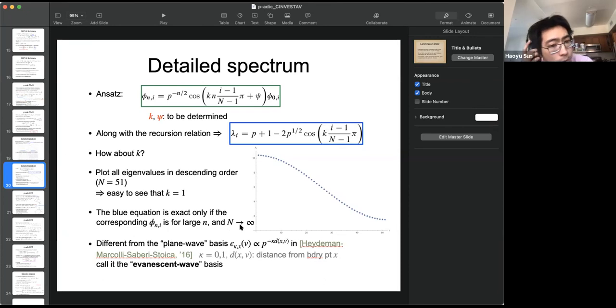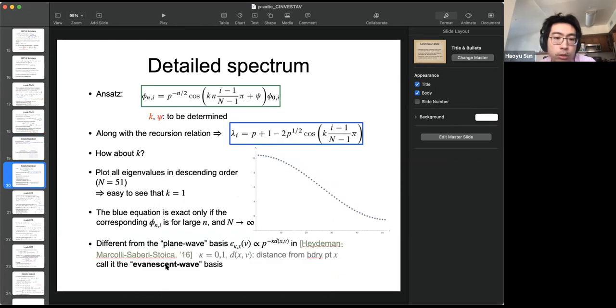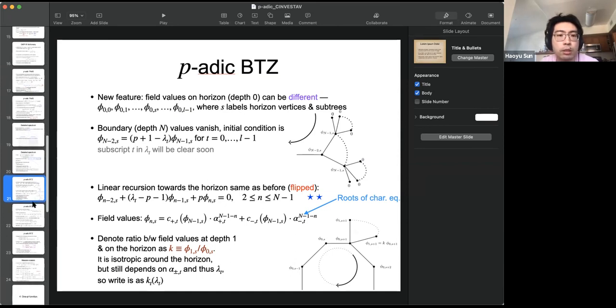So it is somewhat different from the plane wave basis in the paper by the Caltech group. So this plane wave is also alluded to in Bogdan's talk. So due to this oscillation and the exponential decaying behavior, we call it an evanescent wave basis. So that concludes the computations on the p-Adic Bruhat-Tits space.